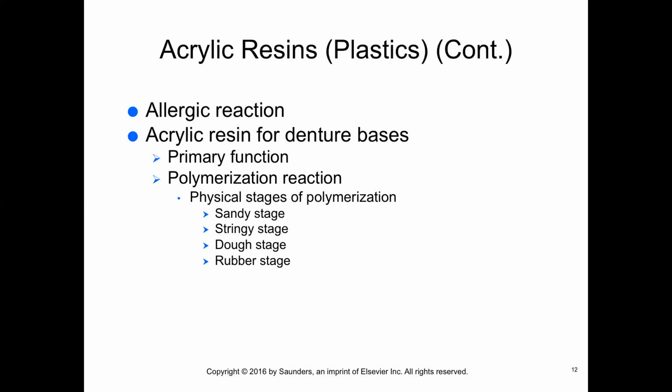The second stage occurs when powder particles absorb the liquid through their surface. This is called the stringy stage because the mixture is stringy when handled and is thicker in consistency. In the third stage, called the dough stage, more of the powder goes into the solution, and the mixture changes from stringy to doughy and is more easily manipulated. In the fourth and final stage, called the rubber stage, the mixture has a rubbery consistency that no longer can be manipulated to form the denture base.